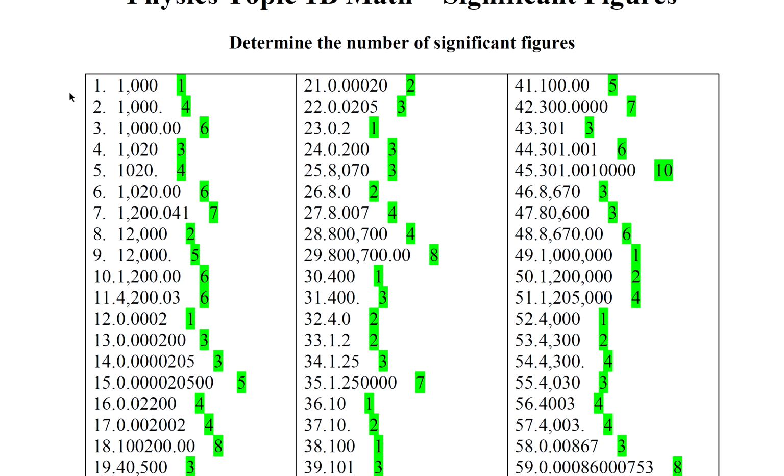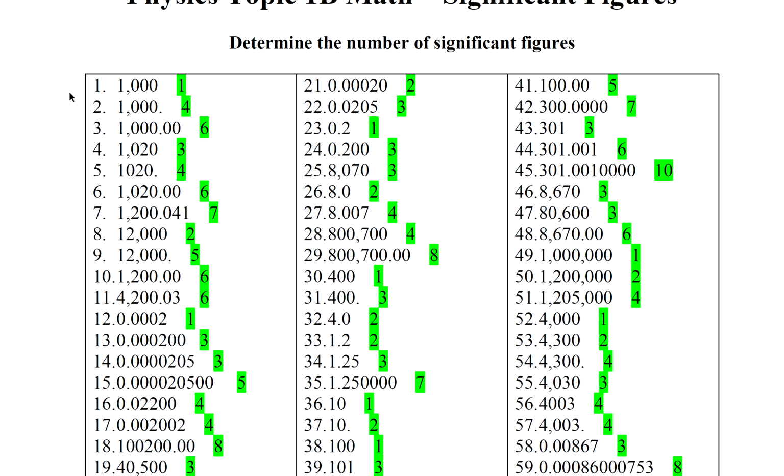Question number 2, how many significant figures are in the number 1000 decimal point? The answer is 4. Because all of the numbers that go before the decimal point are significant. So the 1, 0, 0, 0, each one is significant.